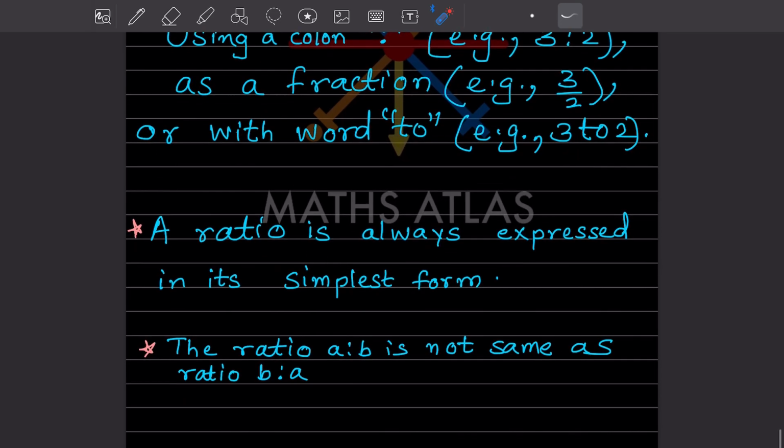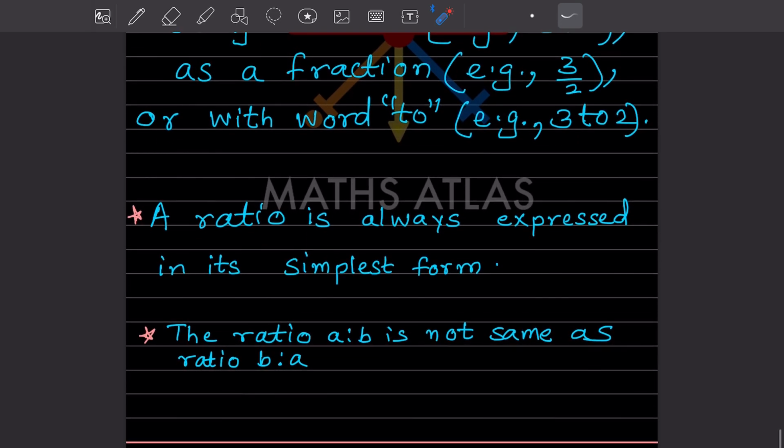Now again, what is the next point? A ratio is always expressed in its simplest form. Suppose I write here 4 by 8. So this is not simple, because what I can do is, 4 ones are 4, 4 twos are 8. So that is 1 by 2. So this is the simplest form.